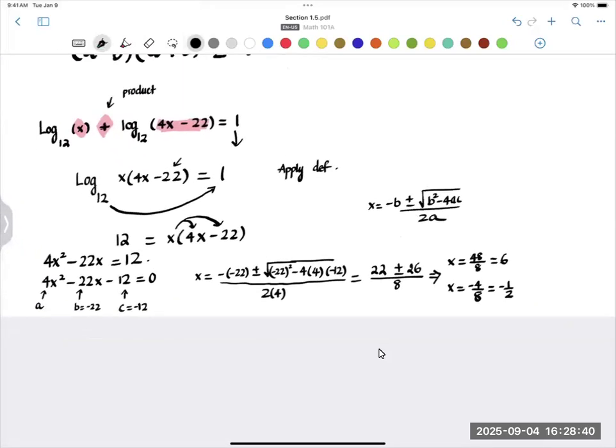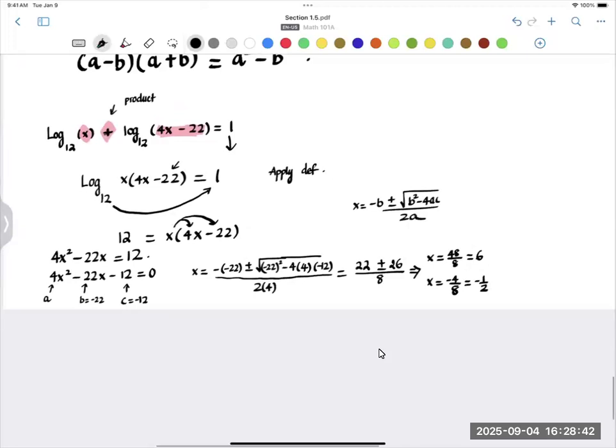And again, we need to double check our domain to see which one will satisfy the equation. So our domain here: the first argument is x, right? So we need to make sure x must be greater than 0. And we also need to make sure 4x minus 22 is greater than 0. So from that, 4x must be greater than 22, so x is greater than 22 over 4, which is 11 over 2. 11 over 2 is equal to 5.5.